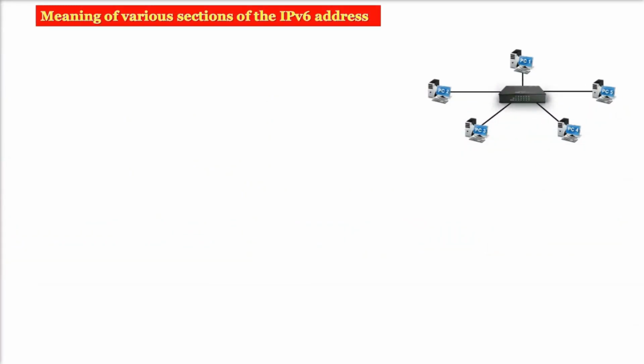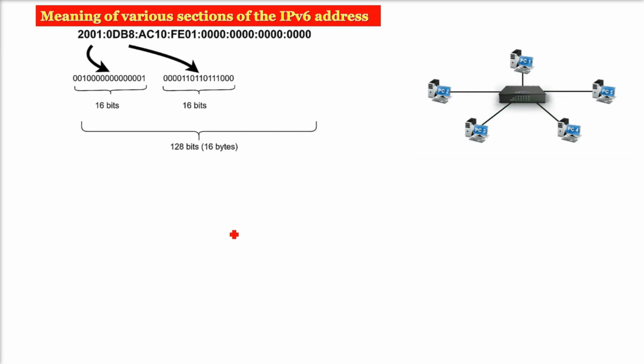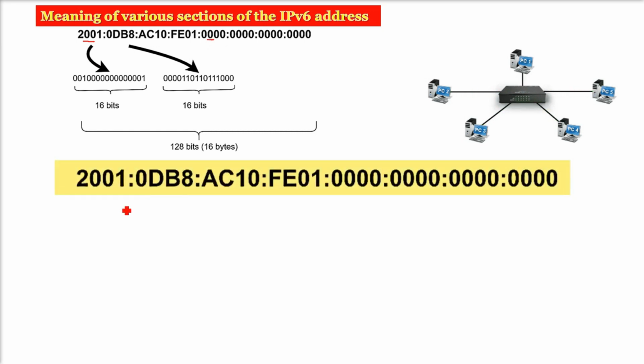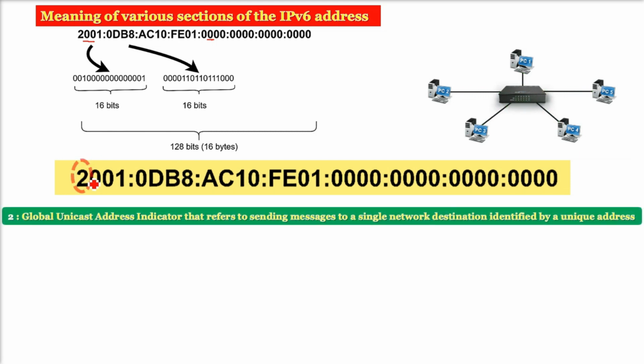Now what is the meaning of the different sections of IPv6? It seems complicated at first sight, but it's not if you understand each part. So we'll take the same example. This is a very simple example. 16 bits I showed you, and how 128 bits have come. The 2 in the first part is the global unicast address indicator. It refers to sending a message to a single network destination which is identified by a unique address, which is this whole address.